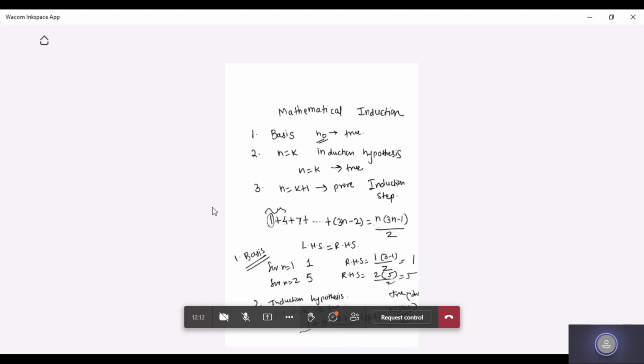1 plus 4 plus 7 plus ... plus 3k minus 2 is equal to k into (3k minus 1) divided by 2. Second step we have done with. What is the next step that we have to do now? We have to be very careful.